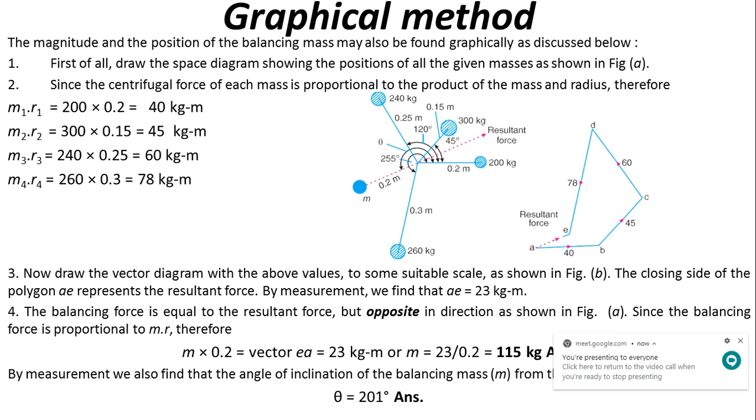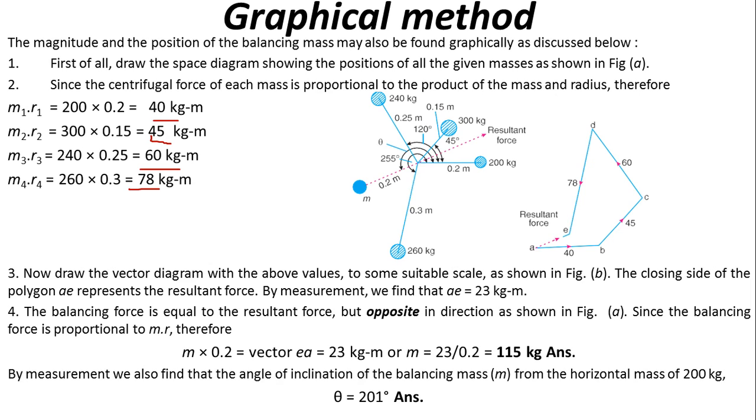So next we'll go with the graphical method. The magnitude and position you just calculated, that is m1 r1, m2 r2, m3 r3 and m4 r4, you have calculated. So you got the values 40, 60, 45, 60 and 78. So using this space diagram, whatever angle is there, you should get the values. You know that from the figure.